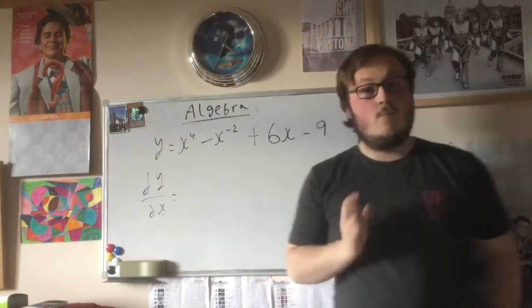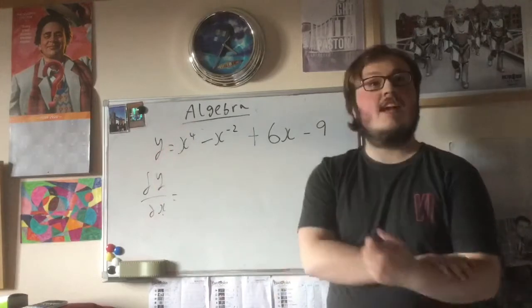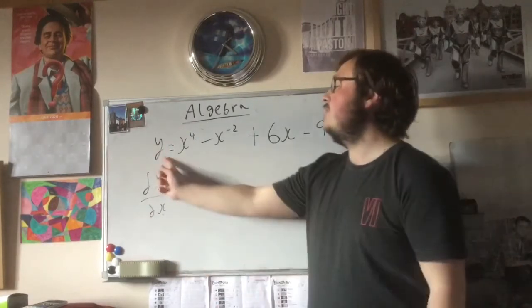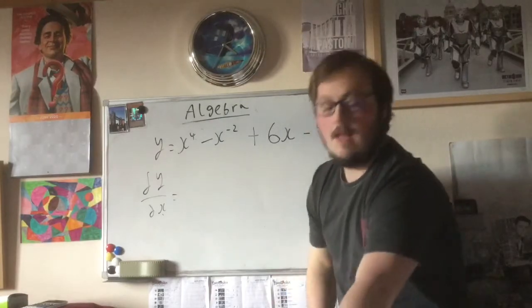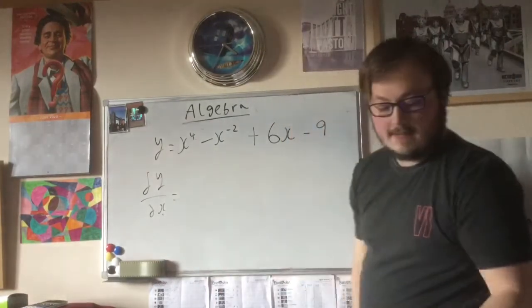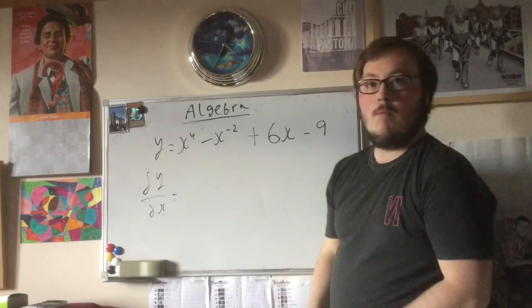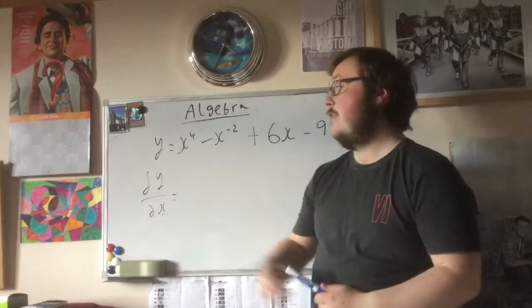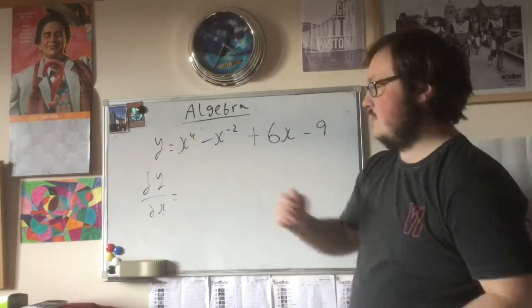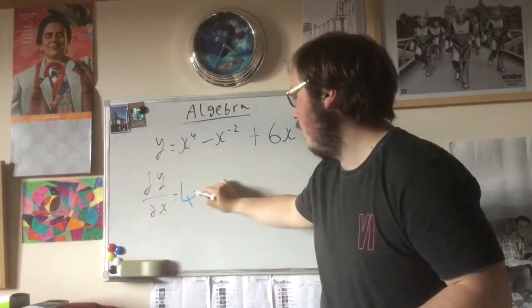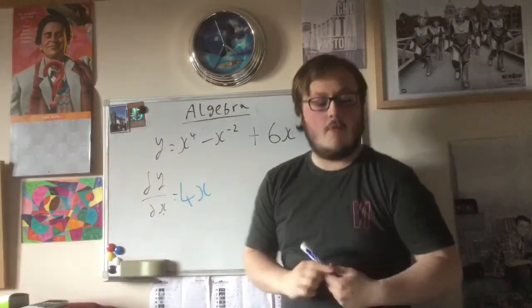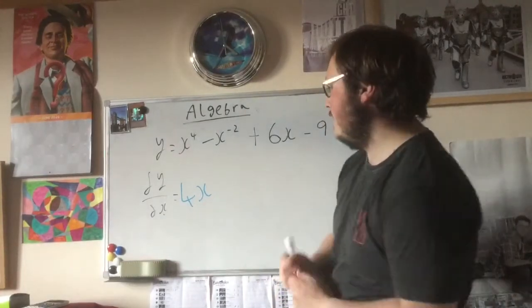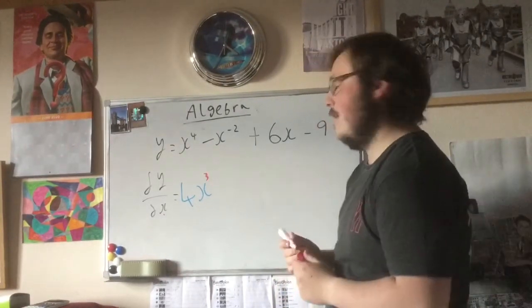And yesterday we introduced you to differentiation and I set you the challenge to differentiate this equation. So, let's do it. We have x to the power 4 here, and what we do is we firstly multiply the indice by the coefficient. So this becomes 4x. But then what happens to the indice? It goes down by 1, so it becomes 4x to the power of 3.